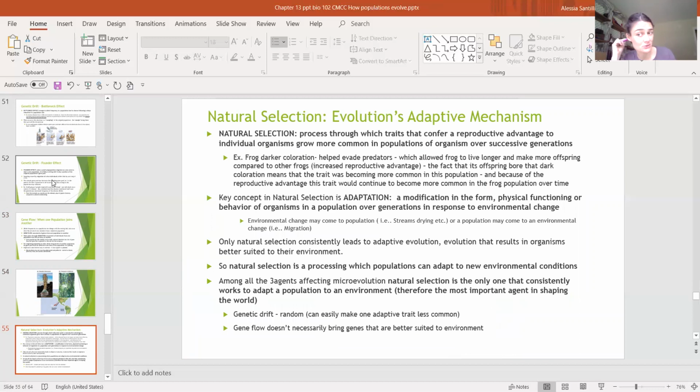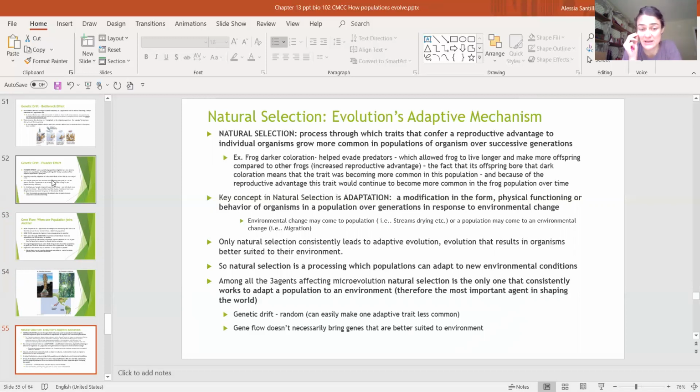Natural selection is always going to help us adapt to our environment. This is the only one that allows us to actually adapt, in a positive way. Natural selection, again, is a process through which traits that confer a reproductive advantage to individual organisms grow more common in populations of organisms over successive generations. And again, we go back to that frog dark coloration example. The key concept in natural selection is adaptation, which is a modification in the form, physical functioning, or behavior of the organisms in a population, basically the phenotype of an organism in the population, over generations in response to the environmental change.